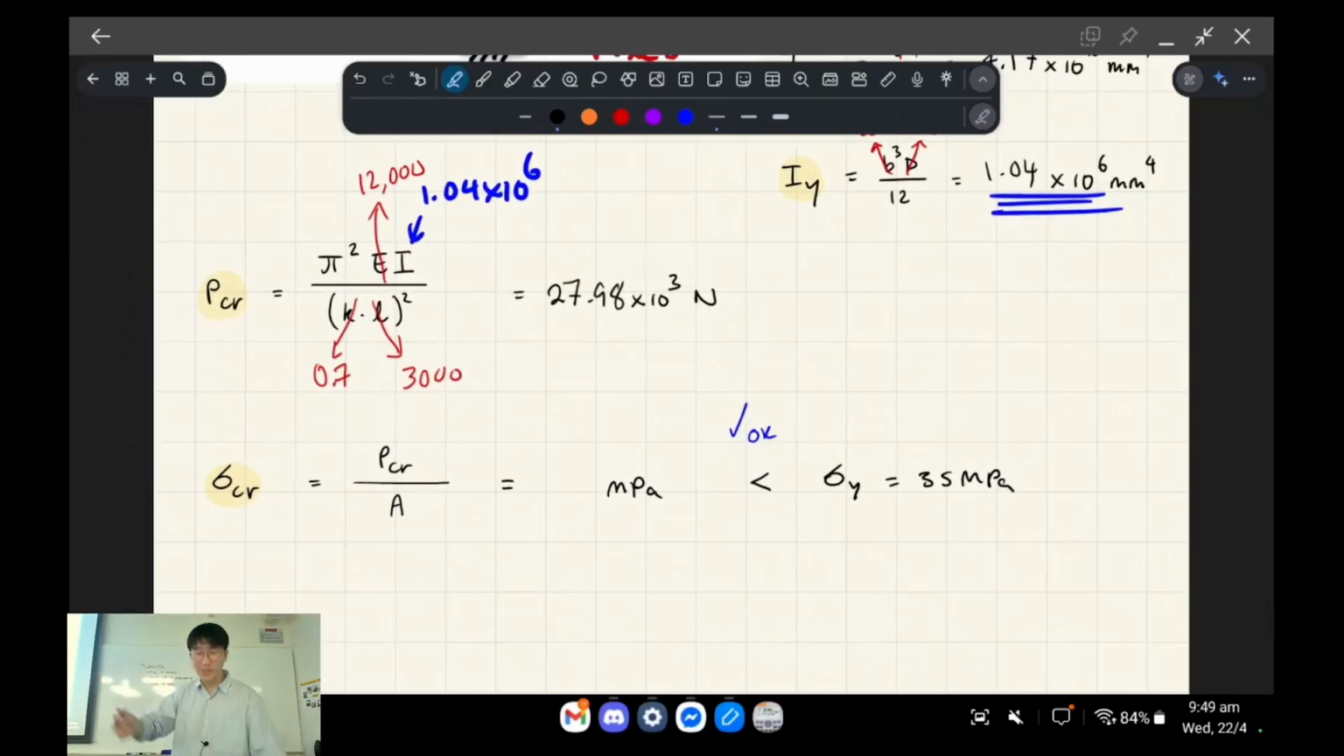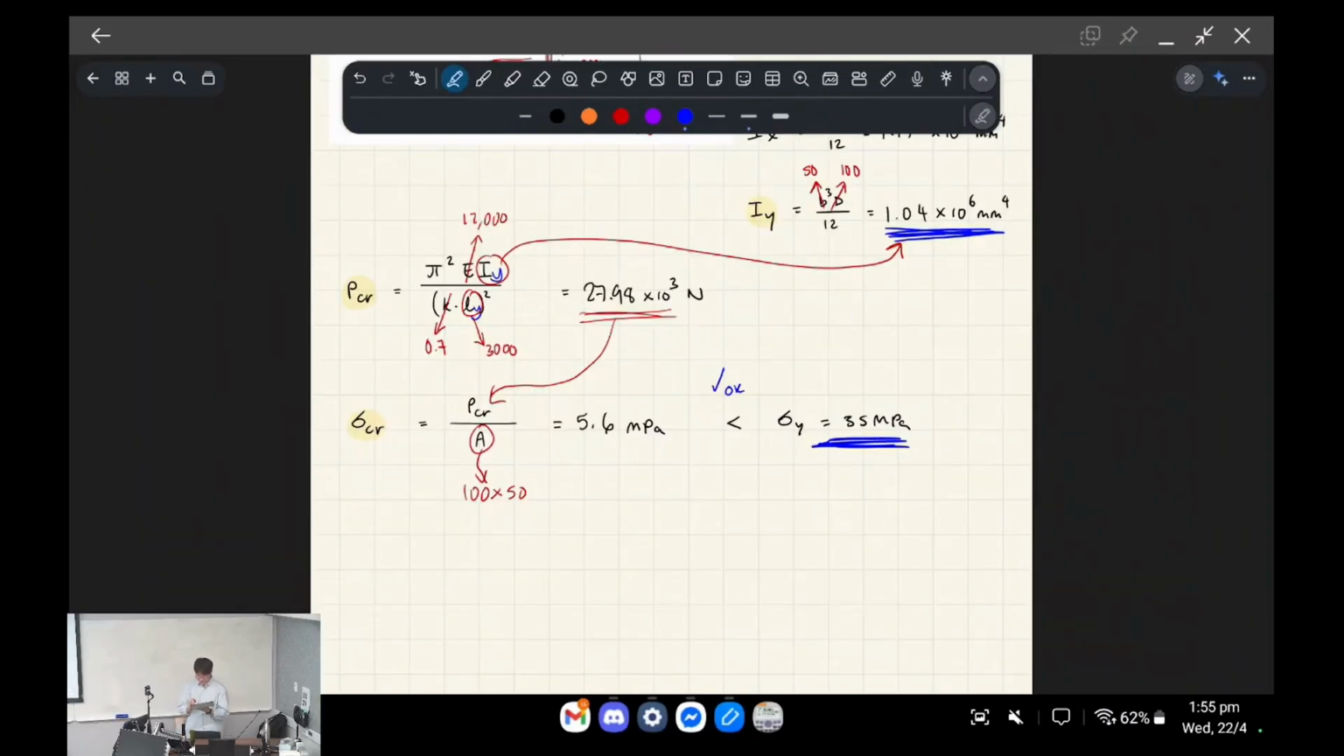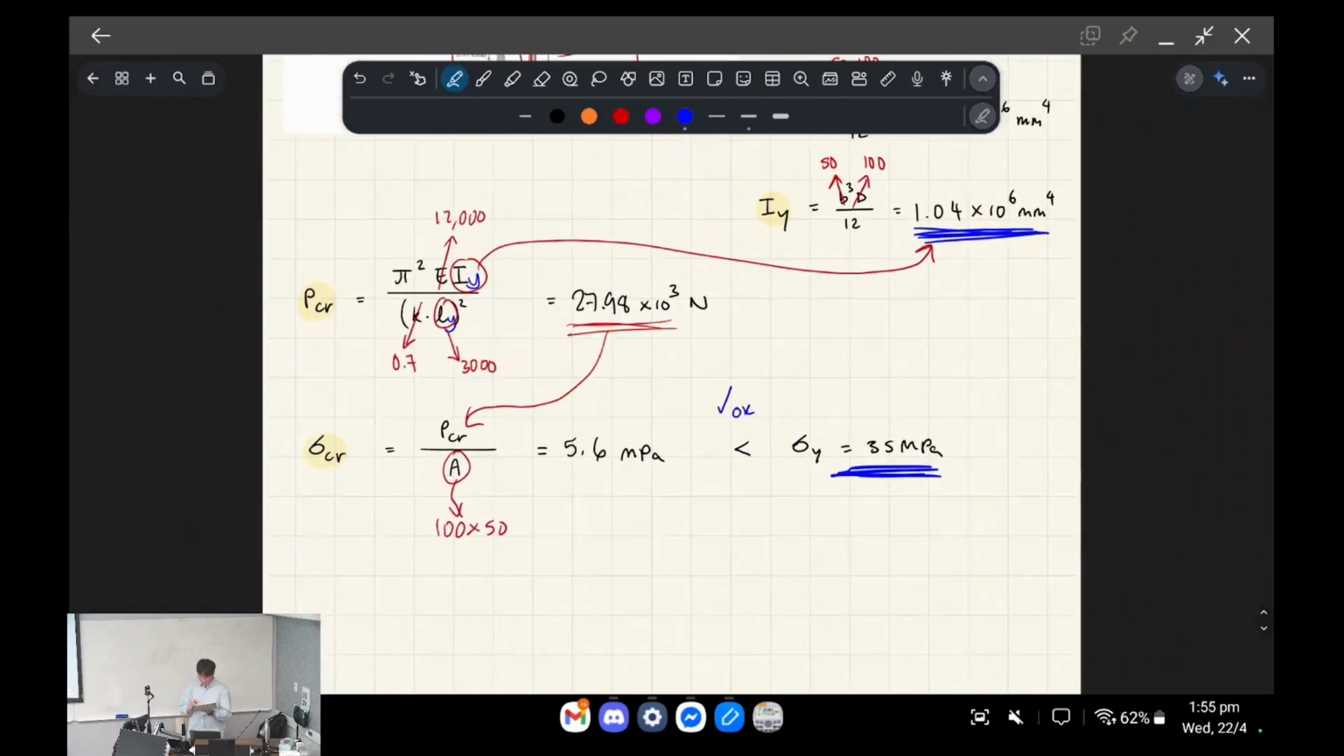Now we just convert it to a stress by dividing by the area. So you get that number, you divide it by 100 times 50. You get 5.6 MPa. Let me fix up what I meant to say, okay? Sorry.